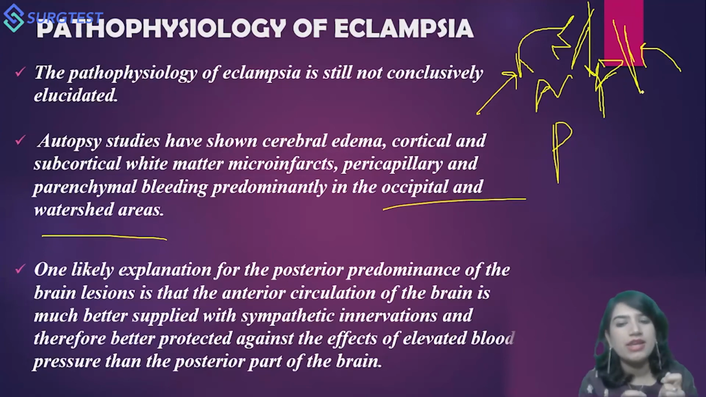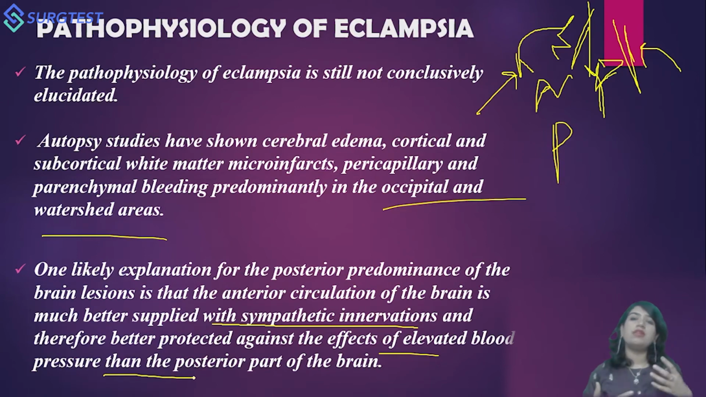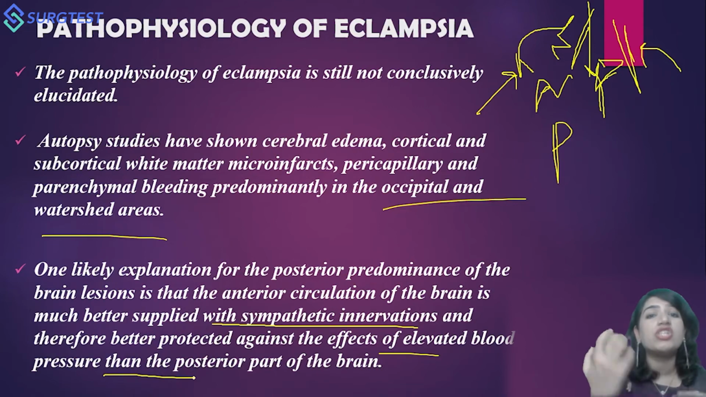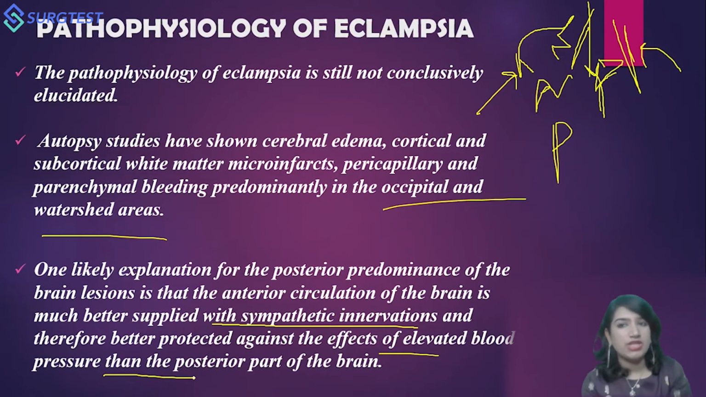Because the anterior circulation of the brain is much better supplied with sympathetic innervation, it is better protected against the effects of elevated blood pressure than the posterior part of the brain. So we know that the cerebral system has its own auto-regulatory mechanism as far as hemodynamics is concerned, right? This auto-regulatory response is more pronounced in the anterior circulation because it has a lot of sympathetic innervation, and it is able to adjust and adapt itself to the different pressures the brain is facing. But the posterior circulation is not that adaptive.